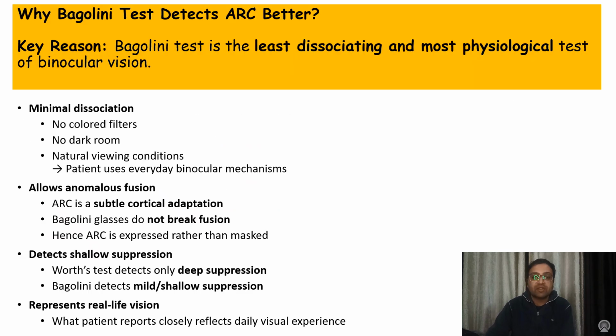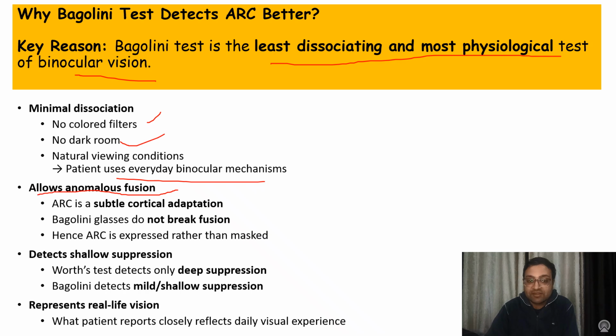Okay. Why does the Bagolini test detect ARC better? The key reason is it is the least dissociating test and the most physiological test of binocular vision. Why? Because there are no colored filters involved. Second, there is no dark room involved and the patient uses the everyday binocular mechanism. It allows anomalous fusion, as it is a subtle cortical adaptation, and Bagolini glasses do not break fusion, and hence ARC is expressed rather than masked.